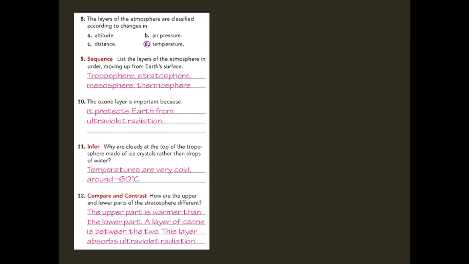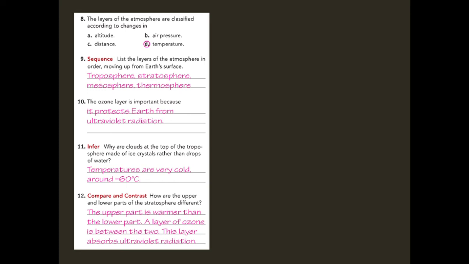Number 11, infer. Why are clouds at the top of the troposphere made of ice crystals rather than drops of water? Well, the temperatures are very cold, around minus 60 degrees Celsius. We talked about the freezing point of water, and if we specifically talk about Celsius, remember that water starts to freeze when it reaches a temperature of 0 Celsius. So if at the top of the troposphere we have a temperature of minus 60 degrees Celsius, it's logical that it's not going to be water, but of course it is going to form ice crystals.